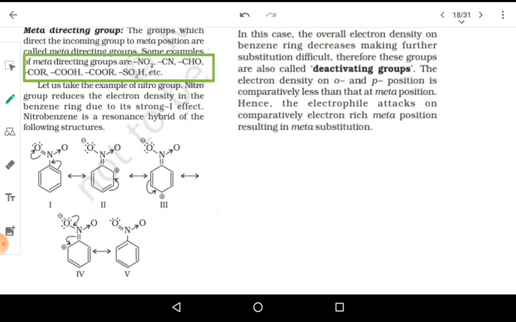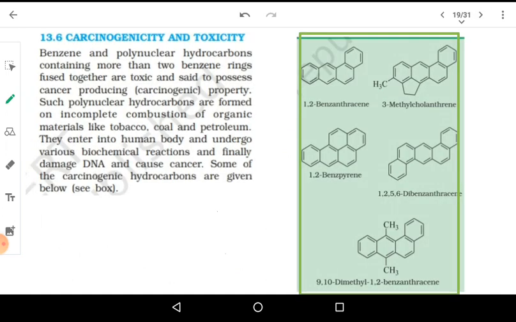Now let us take meta-directing groups. We have NO2, CN, CHO, COR, COOH, COOR and SO3H groups. These are known as deactivating groups, and they exert less electron density at the ortho-para positions and more electron density at the meta positions. Hence, the electrophile attacks the comparatively electron-rich meta position. As a result, meta substitution happens, and in the other case, ortho or para substituted products are obtained. We will study this in detail in the coming chapters as well.